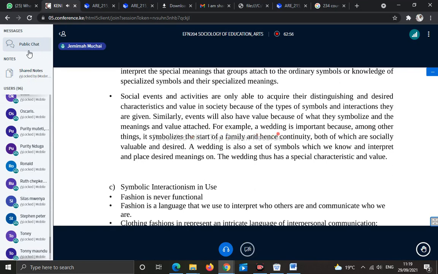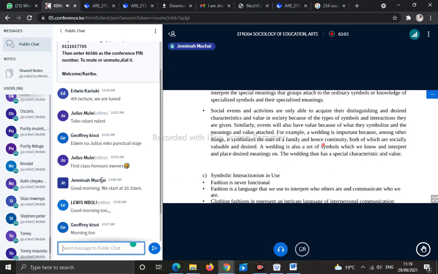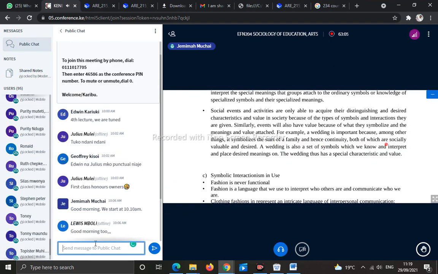For example, a wedding is important because, among other things, it symbolizes the start of a family and hence continuity, both of which are socially valuable and desired. A wedding is also a set of symbols which we know and interpret and place desired meaning on. The wedding thus has special characteristics and value.